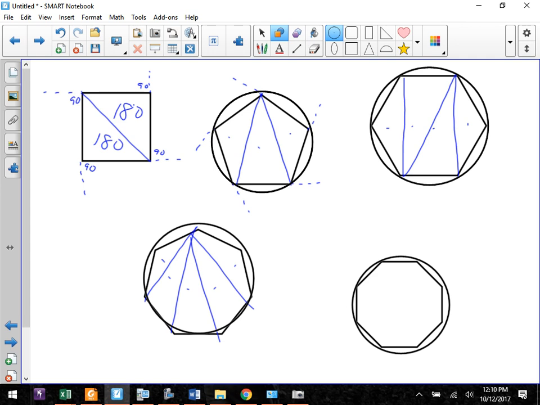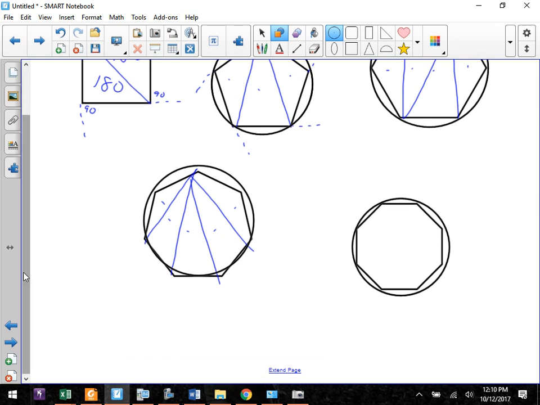You get 6 of them. How many sides are there in an octagon? What's 8 minus 2? Because here you got 7 sides, you got 5. 6 sides, you got 4. It's all... Gee, who would have thought math was pattern recognition, right?